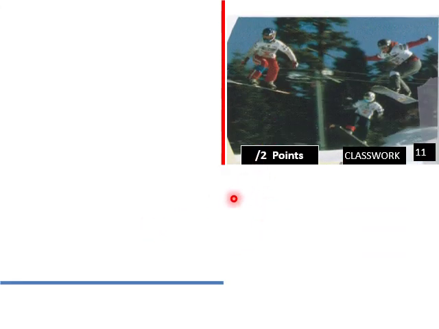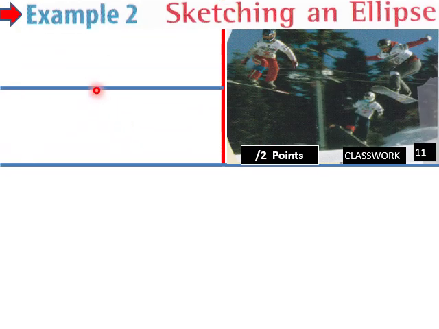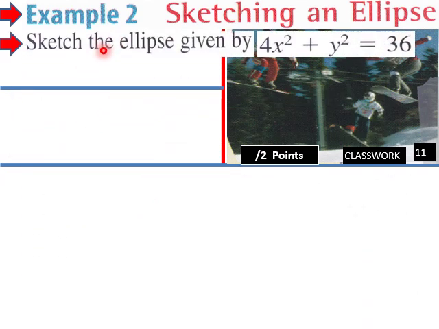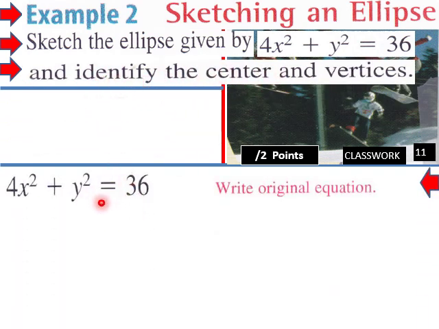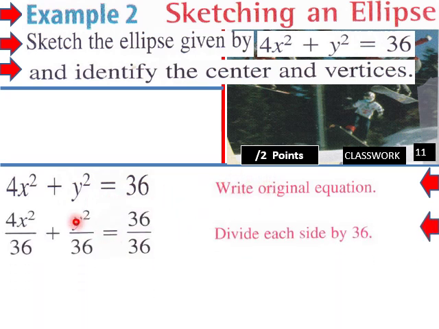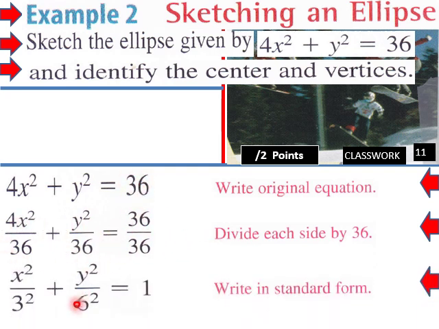Okay, so moving on to another example here, sketching an ellipse. Sketch the ellipse given by 4x squared plus y squared equals 36, and identify the center and the vertices. Okay. So 4x squared plus y squared equals 36, write the original equation. And then divide each side by 36. We want to make this equal to 1. So when we do that, we have this form here.